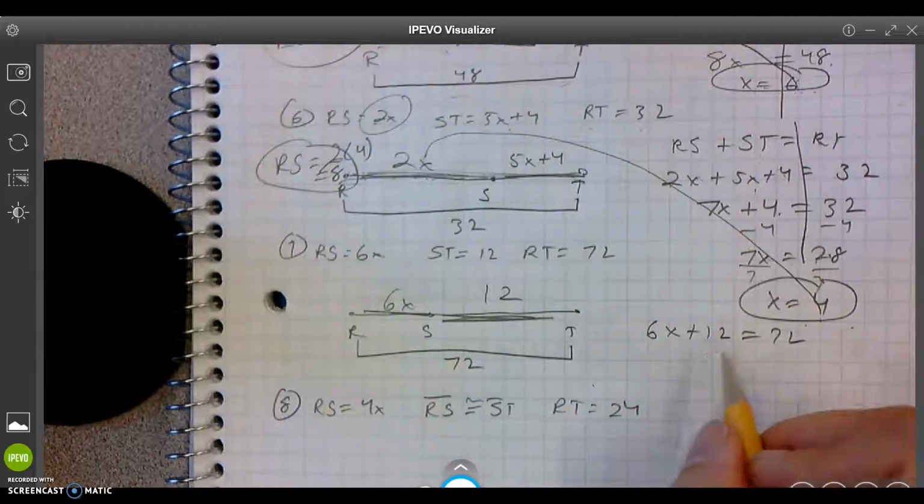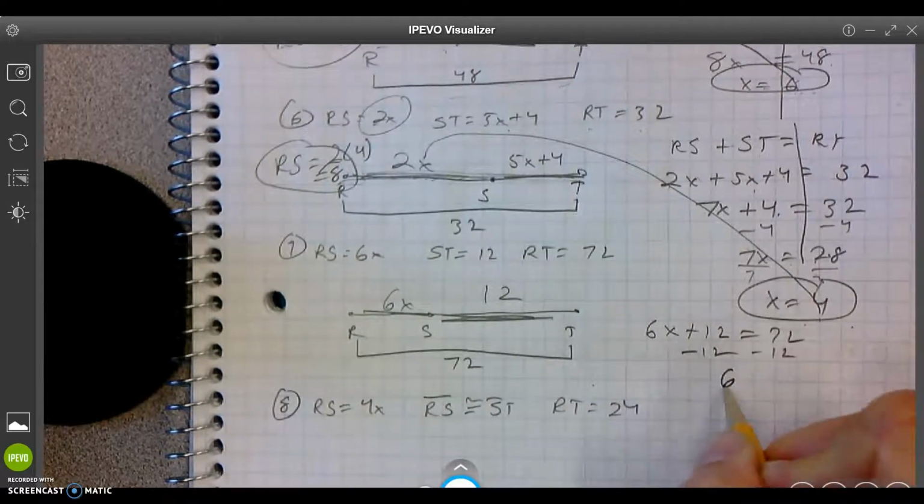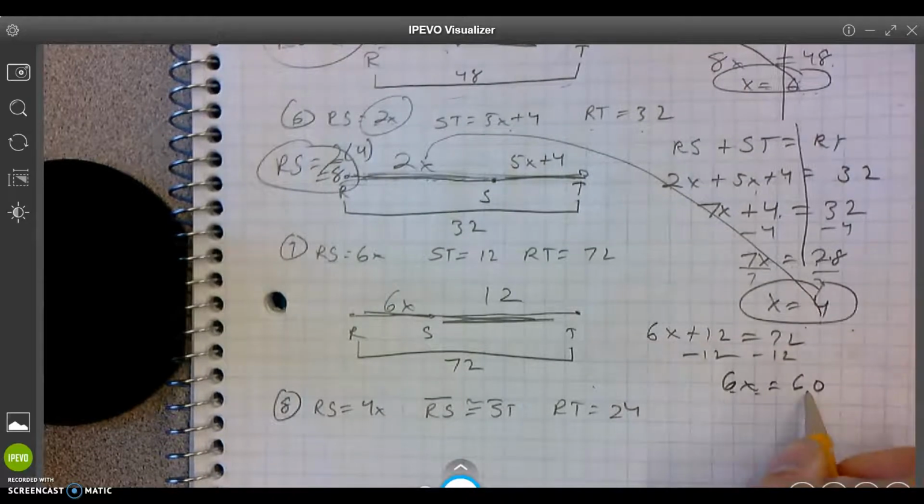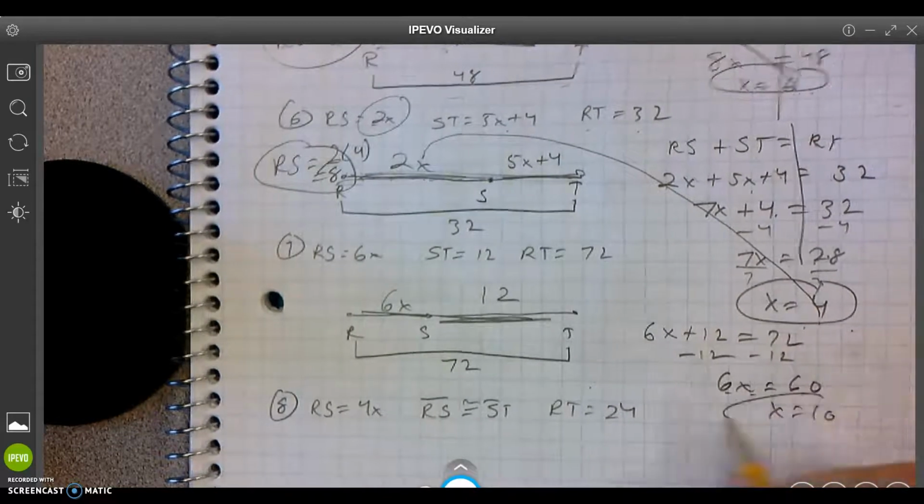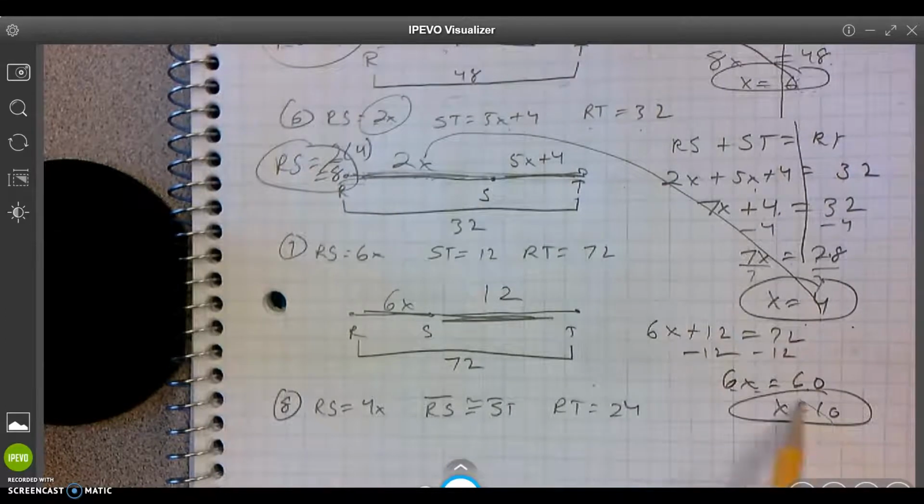Ready, set, solve it. Go. What do you get? 6x equals 60. 6 times what is 60? That would be 10. Yeah. Then let's plug it in here.